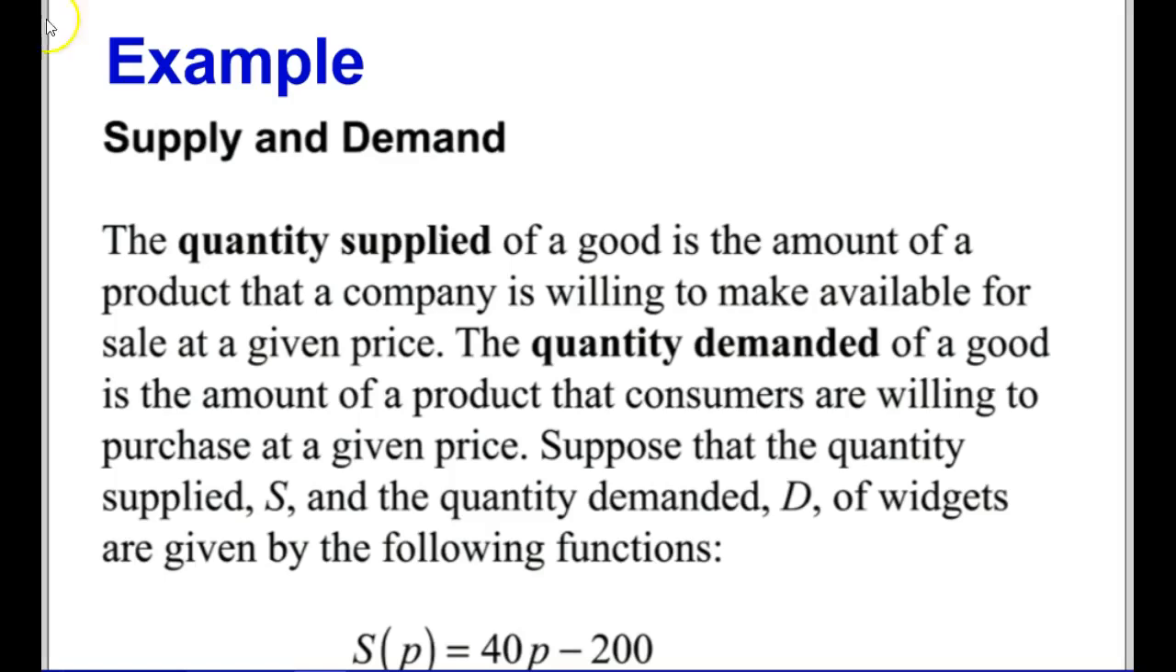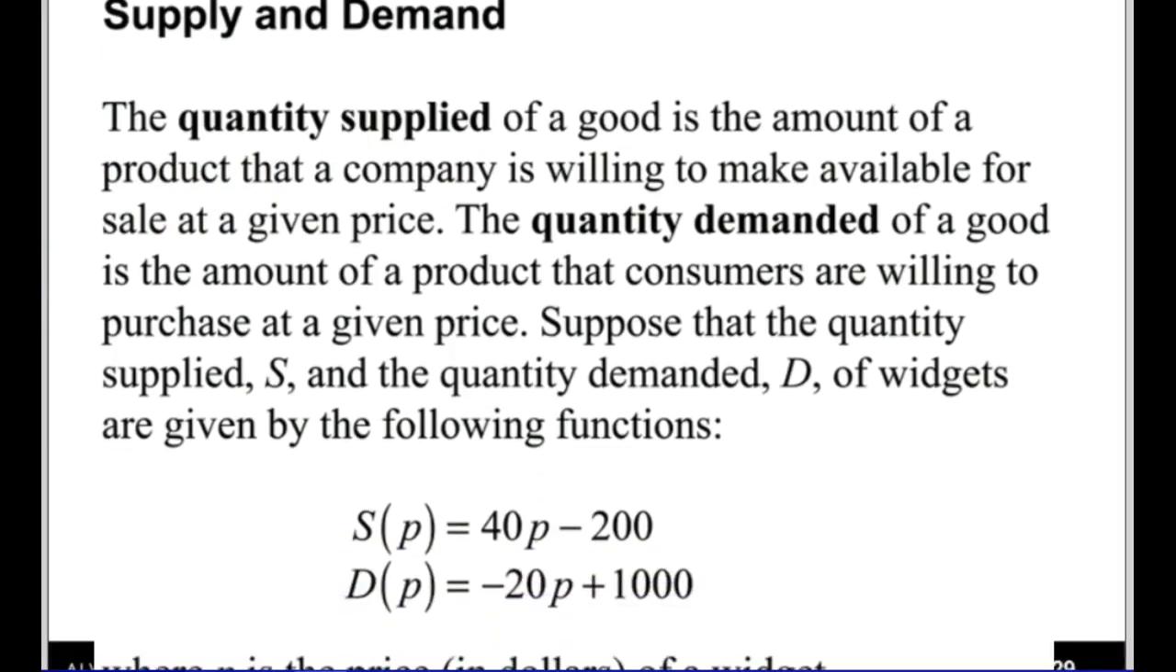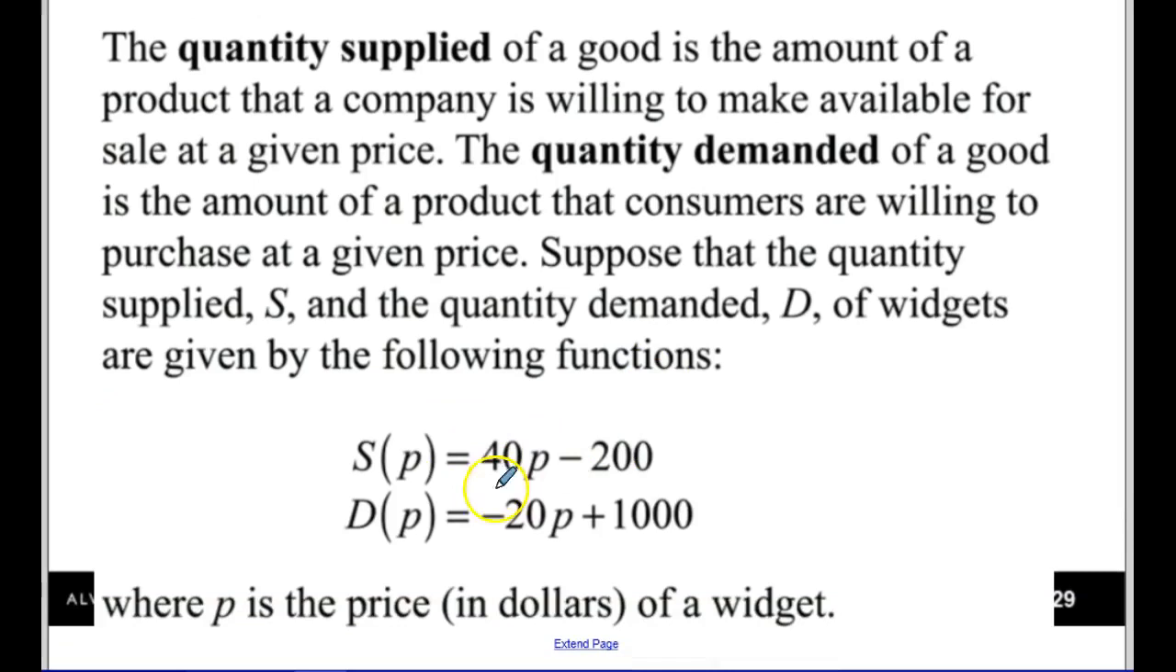Okay. So we can also look at some supply and demand here. So the quantity supplied is the amount of the product that the company makes. The demand is how much people want. So here we're going to talk about this company making some widgets. And here's their supply and demand.